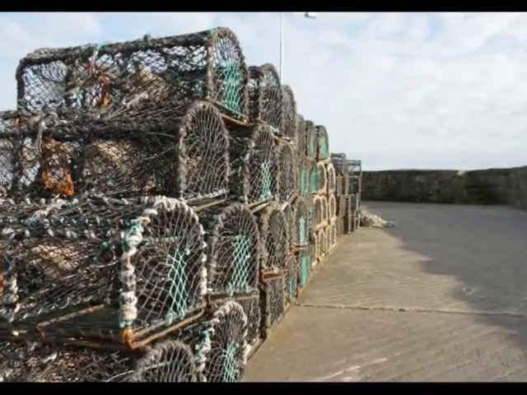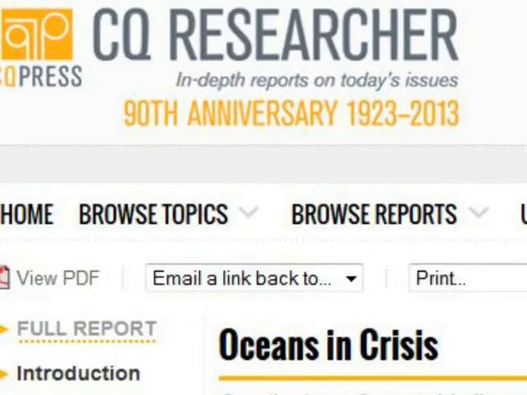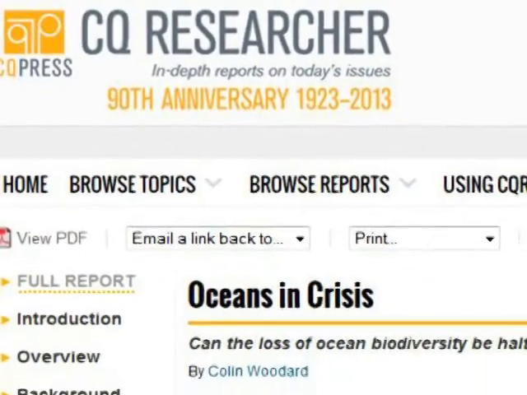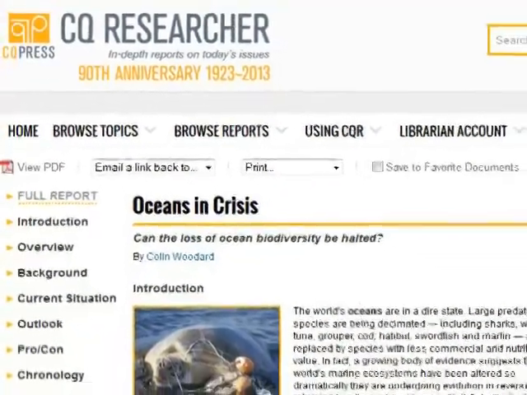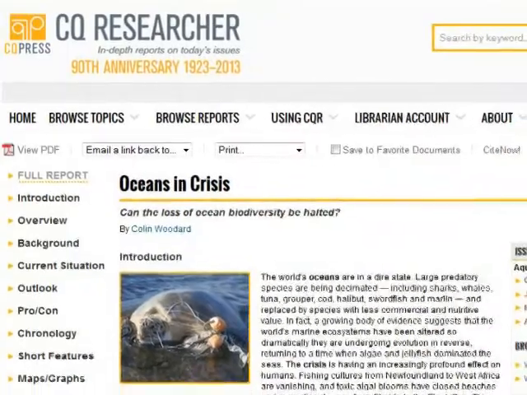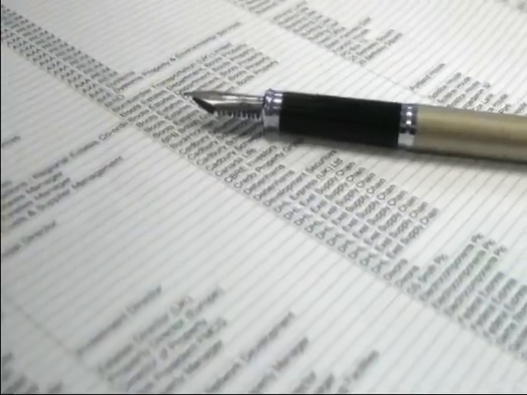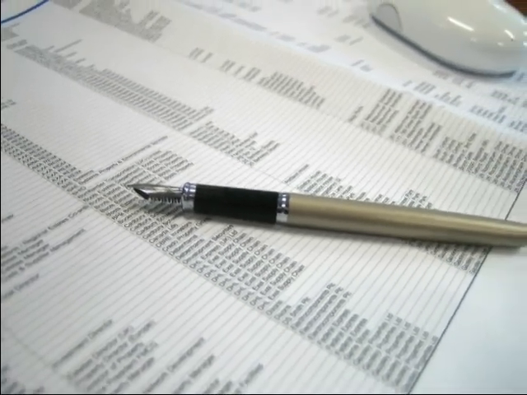For example, if I were writing about the issue of commercial fishing and accessed the CQ Researcher article, Oceans in Crisis, after reading the article, I would have to decide whether I favor more open fishing practices or highly regulated and even restricted practices. I would then need to examine the article for reasons, facts, and data that support my position. A note of caution, however.